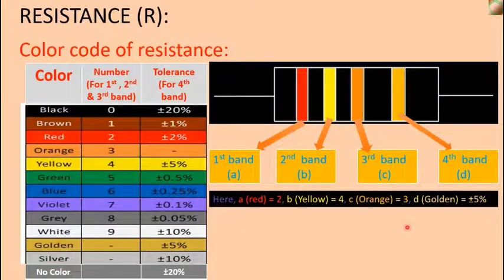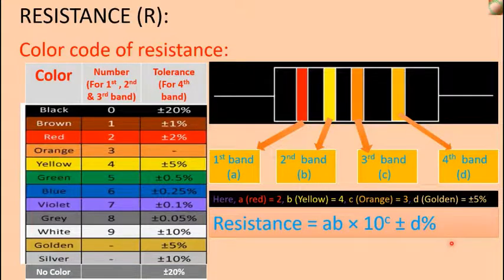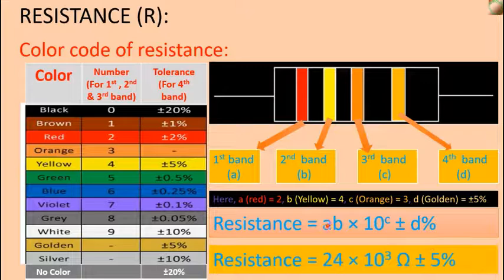Now we will determine the resistance of this resistor. AB into 10 to the power C, plus minus D%. A means 2, B means 4, that is 24. 24 into 10 to the power C, where C is 3, so 10 to the power 3 ohm. That is, the resistance of this resistor is 24 into 10 to the power 3 ohm, that is 24 kilo ohm.